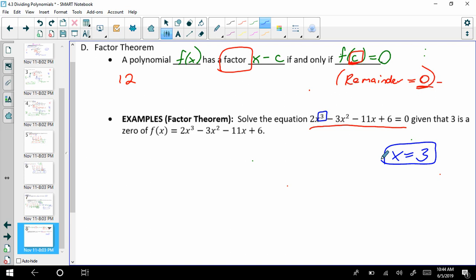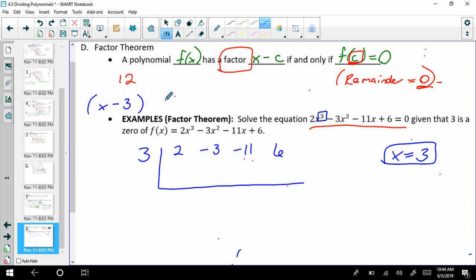Well, here's the beautiful thing about division. If I know this first guy is already a 0, I'm going to set up my synthetic division, or you can use long division. I'll let you pick. We'd have 2, -3, -11, and 6. Out front, I would just put a 3 because it's like it's already been solved. The only time you want to change it to the opposite is if it's in a form like x minus c. If it's already equal to something, just use it.